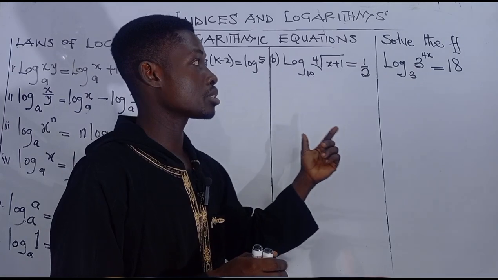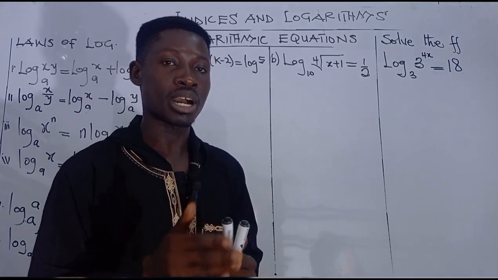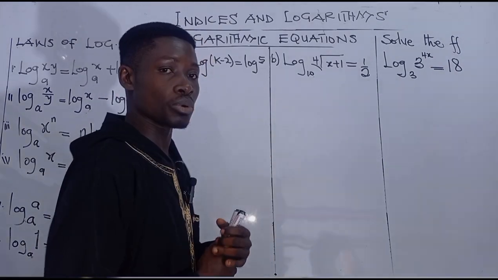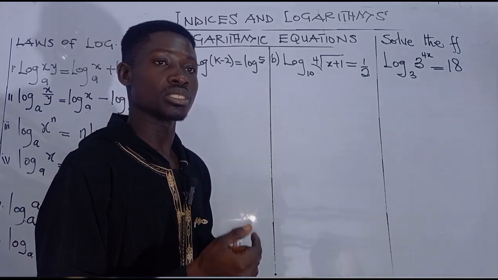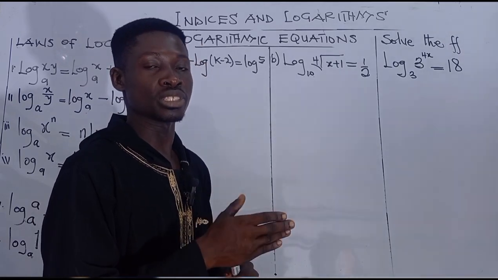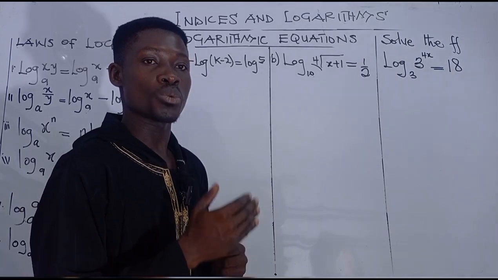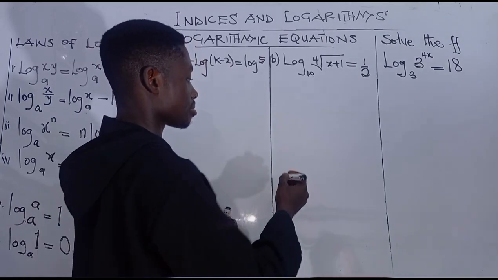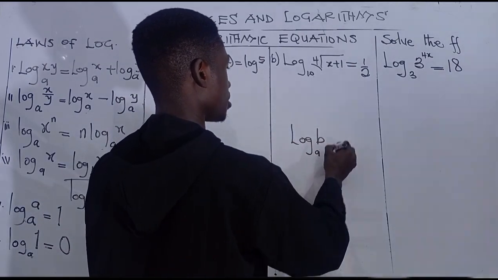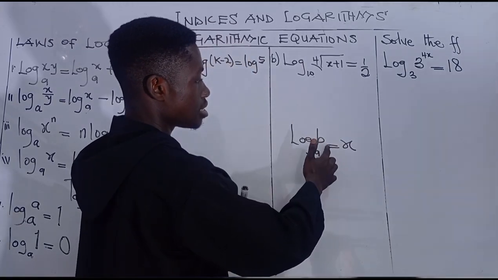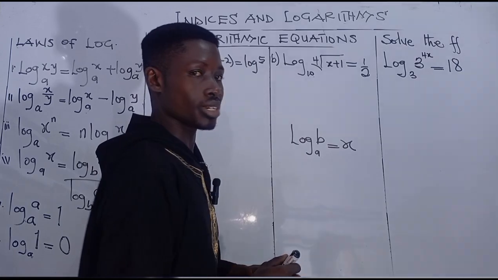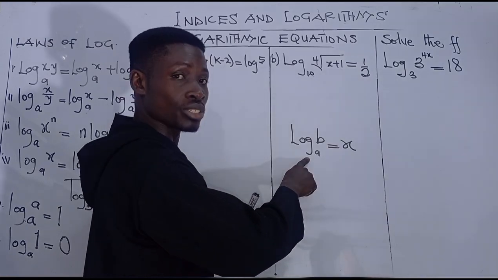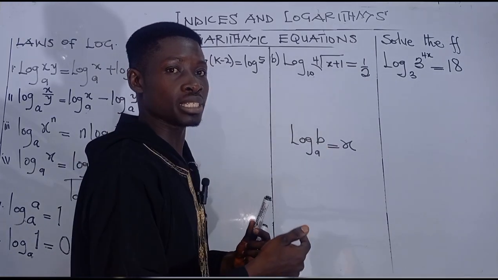So here are the examples on the board that we are going to go through one after the other. But before we start with the examples, let's kindly remind ourselves of our previous lesson under the introduction to logarithms. We said that the general form for writing a logarithm is given as log of b to the base of a is equal to x, where x is the index or exponent, a is the base of the logarithm, and b is the argument or the number.